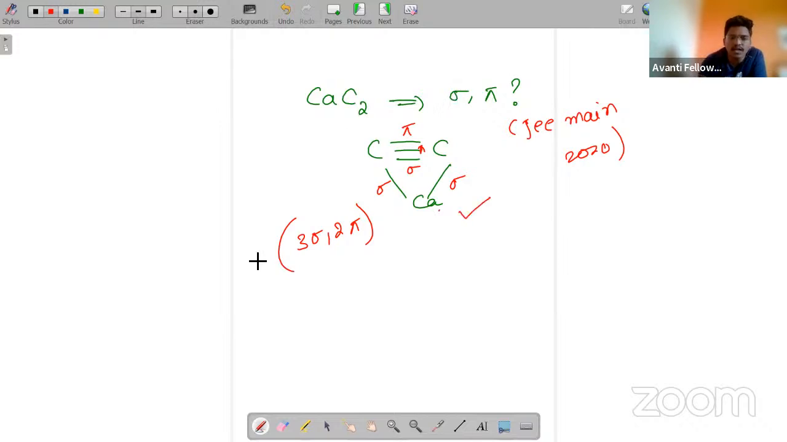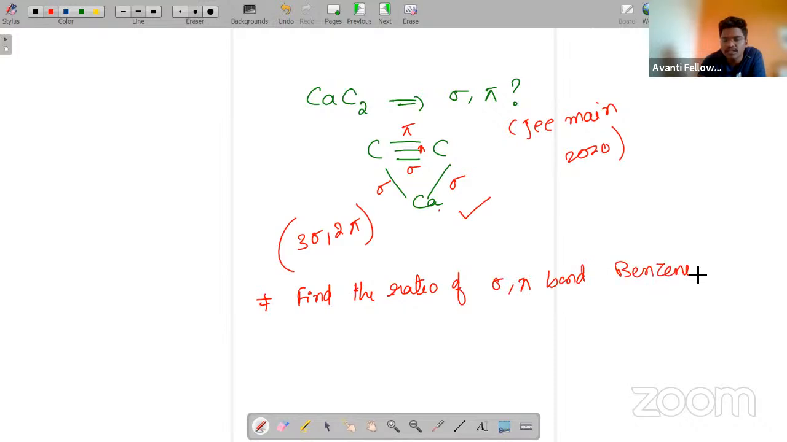Okay, now another question. Find the ratio of sigma and pi bonds in benzene. Very important. This was also asked in JEE 2020. Come on, guys. Find the number of sigma and pi bonds in benzene. Can anyone tell me how you find the sigma bonds and pi bonds in benzene?